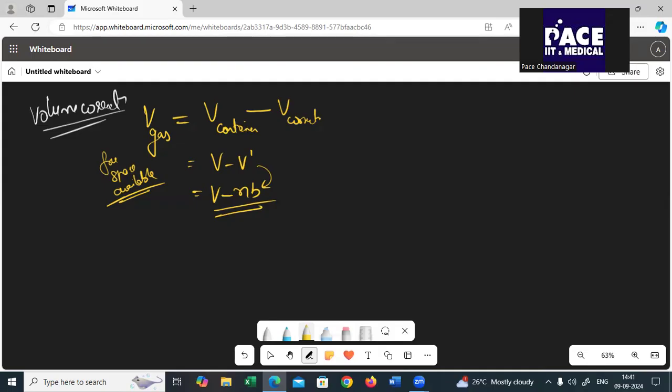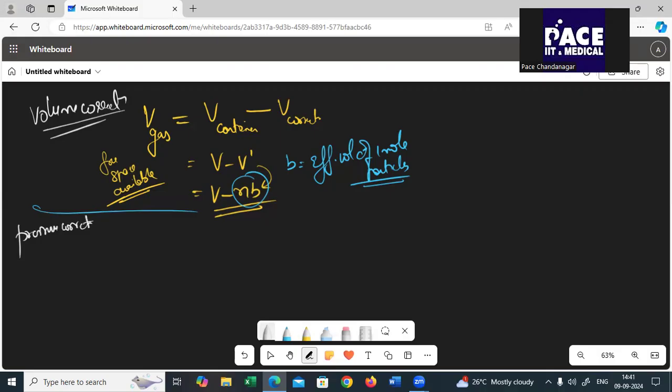B stands for the effective volume of 1 mole of the particles, and nB is for n moles of particles. B is the effective volume of 1 mole of particles, so nB stands for n moles, because we don't know how many moles there are. Some n moles we have. This is your volume correction, and you have the pressure correction.